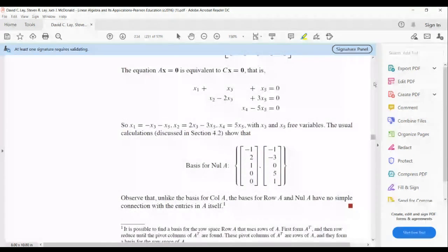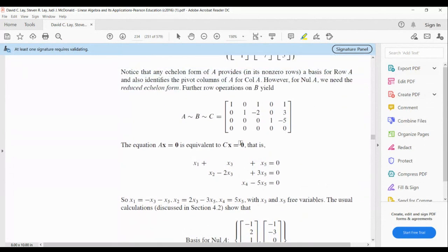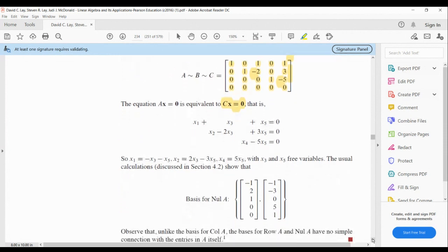Also, to find a basis for the null space of A, you know how to find the null space of A. You're solving the system AX equals 0. If you row reduce A into the matrix C and solve the system CX equals 0, that is equivalent to solving AX equals 0. You find that you have 2 free variables, and therefore the basis for the null space of A, if you write your solution in parametric vector form, will be x3 times this first vector here, plus x5 times that second vector.